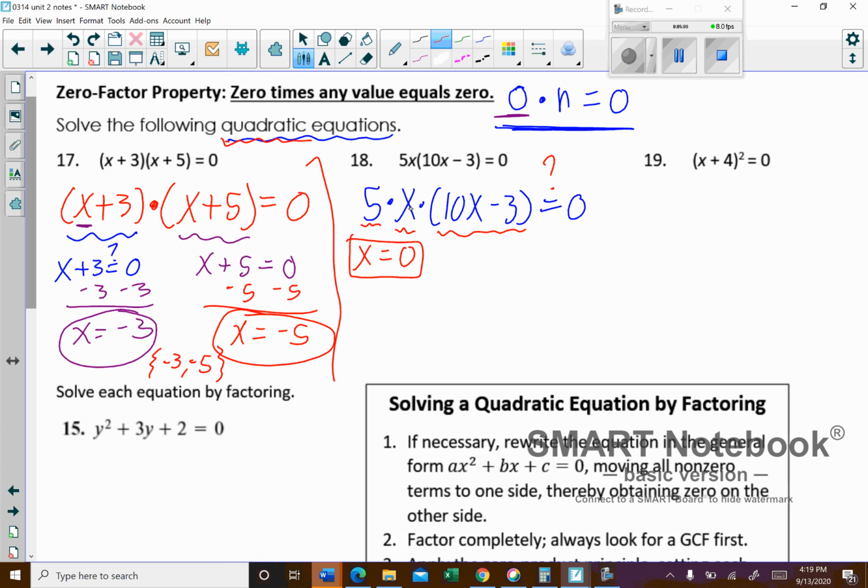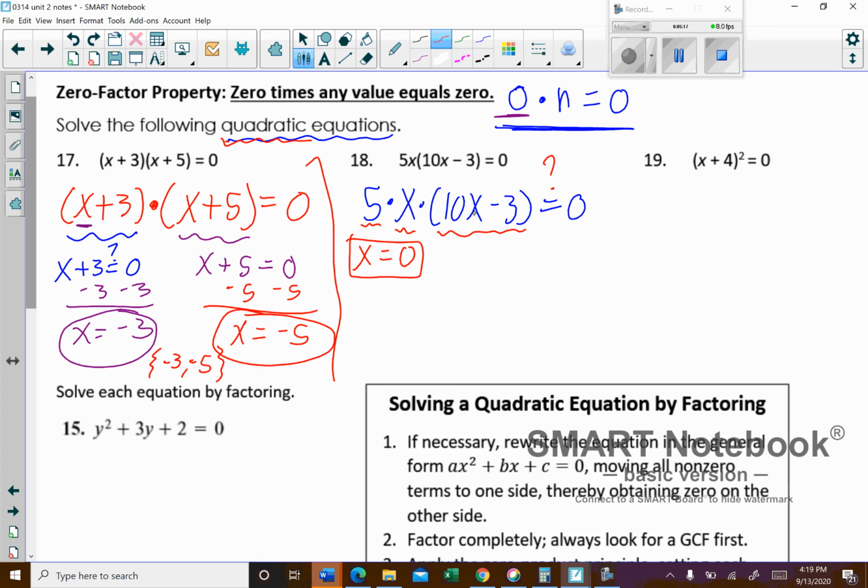If I were to let x equal 0, I'd end up getting 5 times 0, which would be 0, and then times, if I plugged in 0 here, I'd get something, but it doesn't really matter because 0 times any number will equal 0. So that's one of my answers.